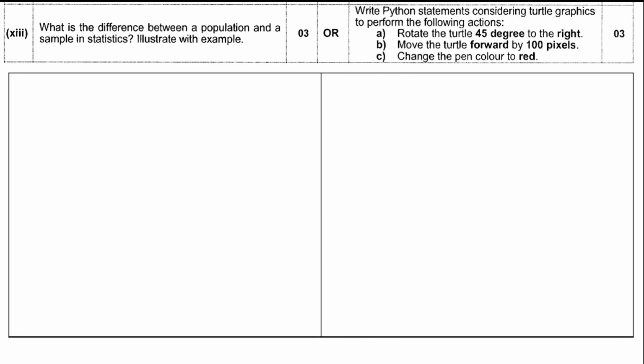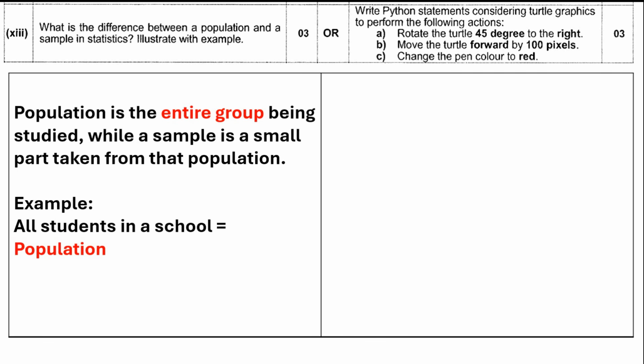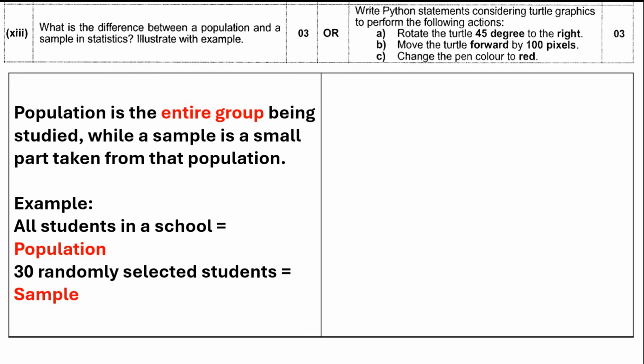Next question is, what is the difference between a population and a sample in statistics? Illustrate with example. Population is the entire group being studied, while a sample is a small part taken from that population. Population is the entire group, while a sample is only a few data you are taking from that population. Example, all students in a school is an example of population. 30 randomly selected students is an example of a sample.